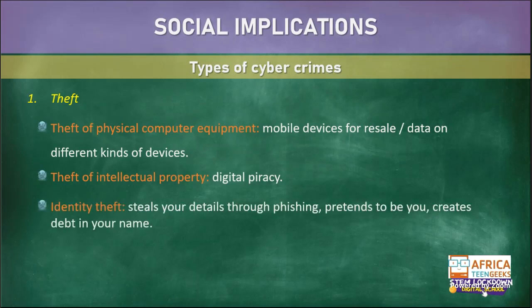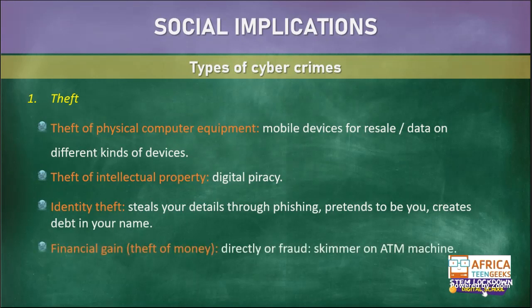Number 3, identity theft. This is stealing personal details through phishing. And then these people, sometimes they pretend to be you when they go online and apply for credit in your name. They can buy things using your details. And then when it comes to being blacklisted, it's you who is going to be blacklisted because someone used your credentials.